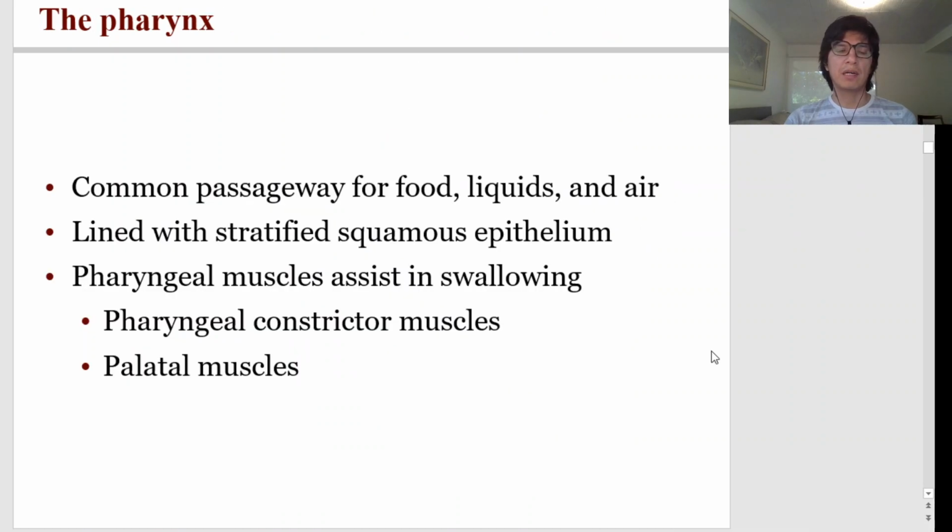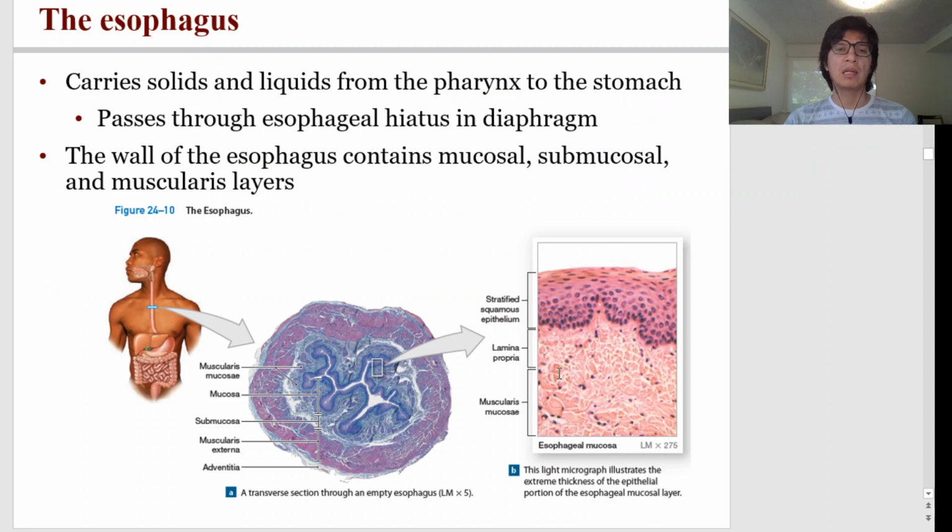Let's look at the pharynx. This is the common passage of food, liquids, and air. Due to the amount of abrasion, it contains stratified squamous epithelium. Pharyngeal muscles are going to assist in swallowing. These include the pharyngeal constrictor muscles and your palatal muscles.